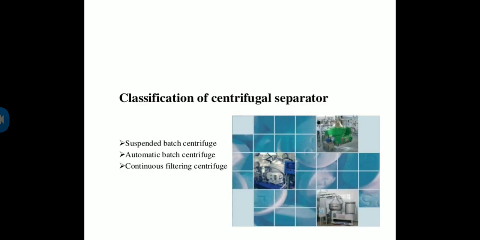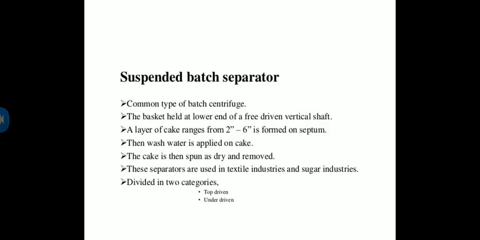Now the classification of centrifugal separators. The first is the suspended batch centrifuge, the second is the automatic batch centrifuge, and the third is the continuous filtering centrifuge. In the suspended batch separator, a common type of batch centrifuge, the basket is at the lower end of a free driven vertical shaft. A layer of cake, ranging from 2 to 6, is formed on the septum, then wash water is applied on the cake, and the cake is spun dry and removed. These separators are used in the textile and sugar industries.